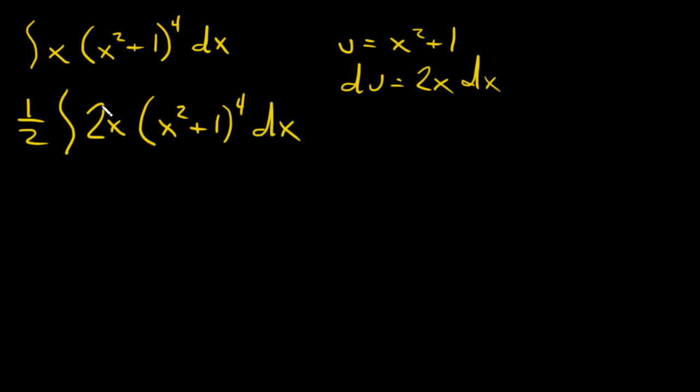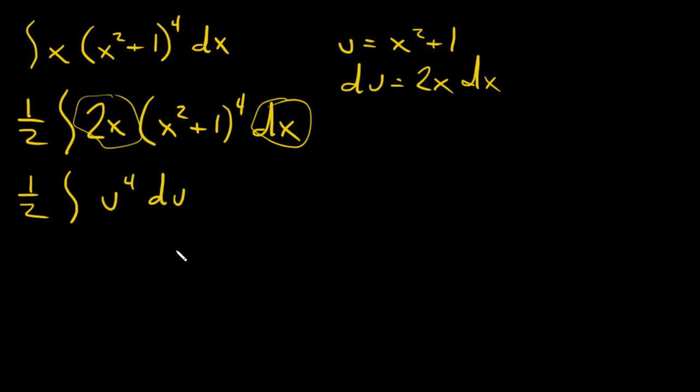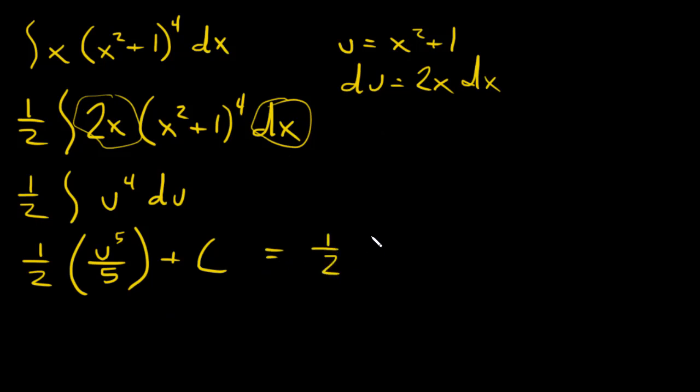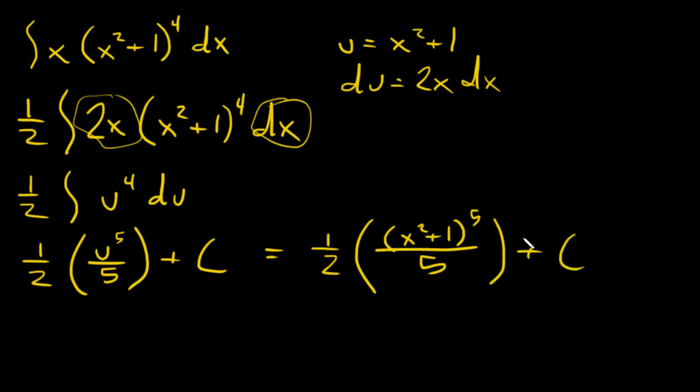And now I can do my substitution. I've got my du part right here, and I've got my u stuff here. So this is going to be 1/2 integral of u to the 4th du. And then I just add 1, so this becomes u to the 5th over 5 plus c. And then I substitute back for my u expression, which is 1/2 times (x squared plus 1) to the 5th over 5 plus c. No, I didn't need those brackets. I just put them there for some reason.